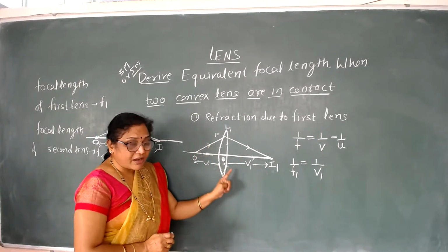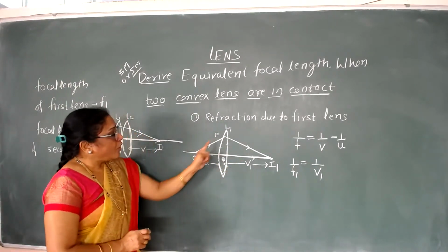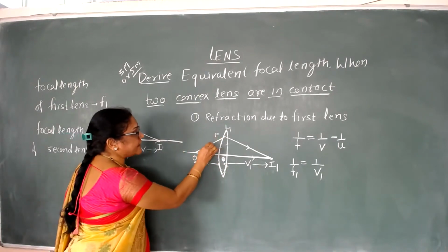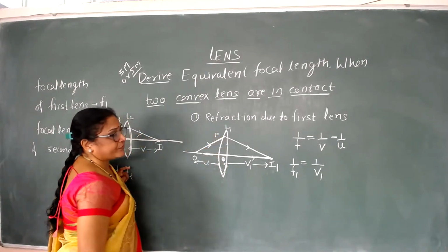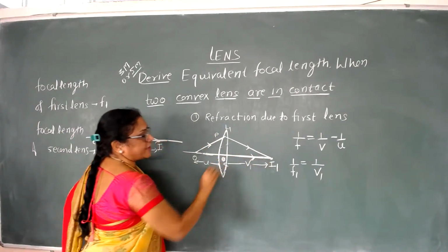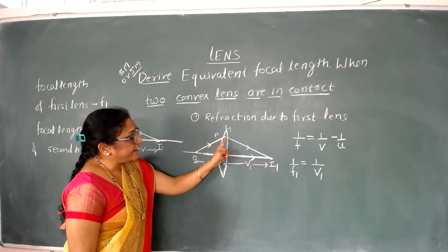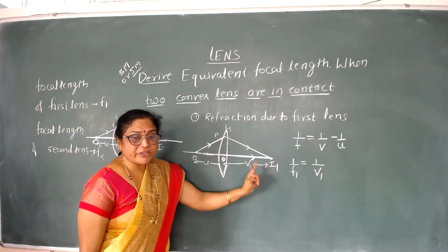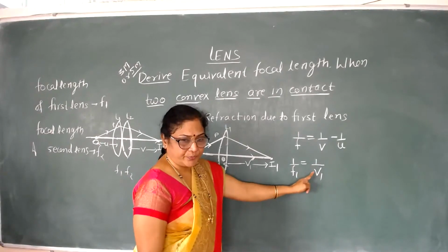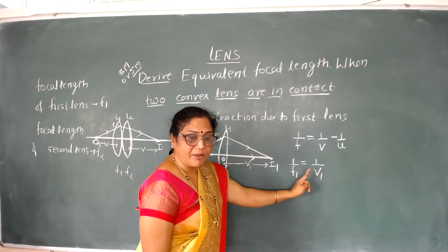According to the sign convention, the direction of an incident ray of light is in this direction, and we measure the image distance also in the same direction. That is, the incident ray and image distance are both in the same direction. So we consider v1 as positive.